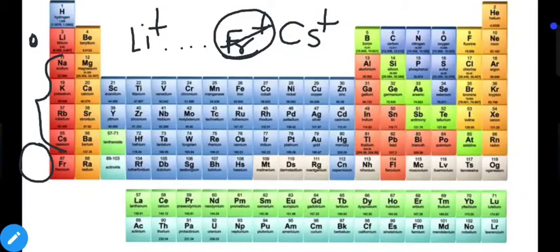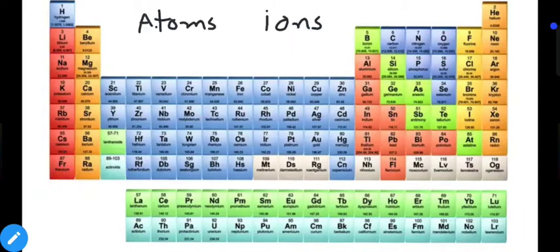So positive ions have comparatively smaller radii than their atoms, and negative ions have comparatively larger radii than their atoms. So all of these ions have comparatively smaller radii than their atoms. That means the size of atoms will be larger than their ions.